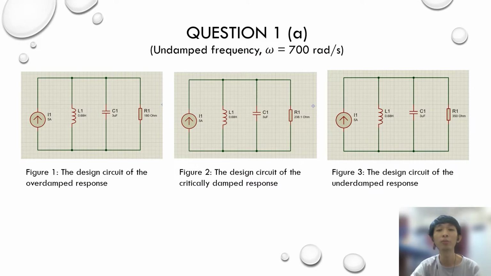For question 1 part A, we use the undamped frequency omega equal to 700 radian per second. First, figure 1 shows the design circuit of the overdamped response. Figure 2 shows the design circuit of the critically damped response. Figure 3 shows the design circuit of the underdamped response.